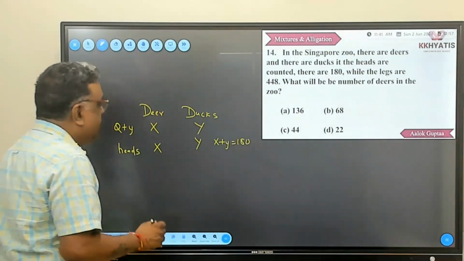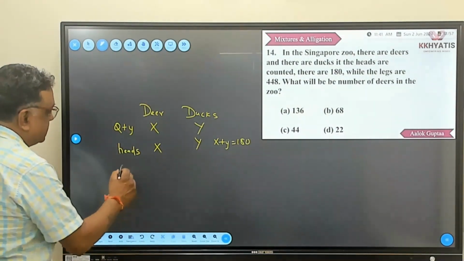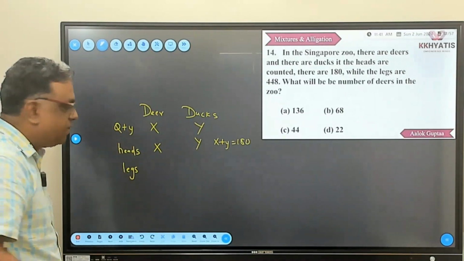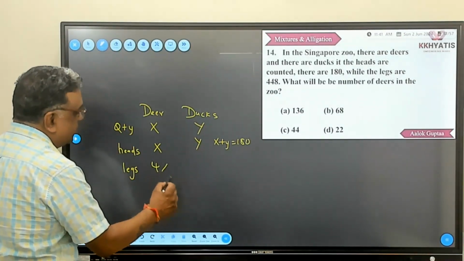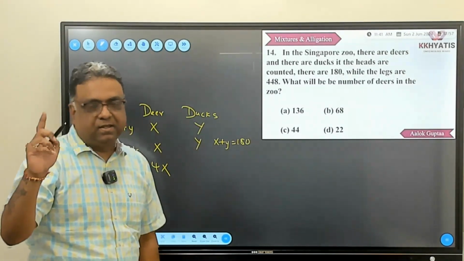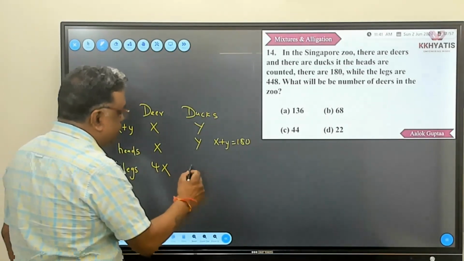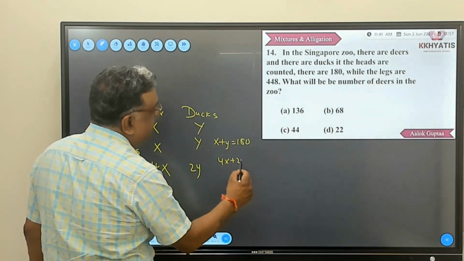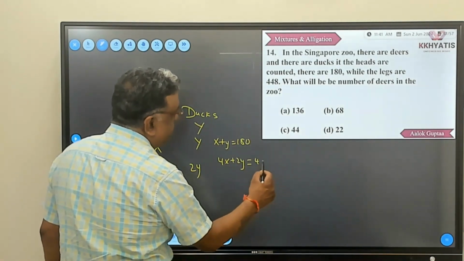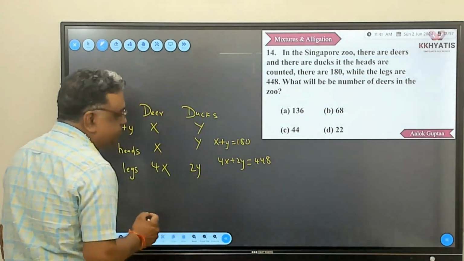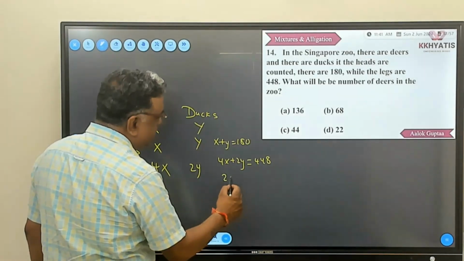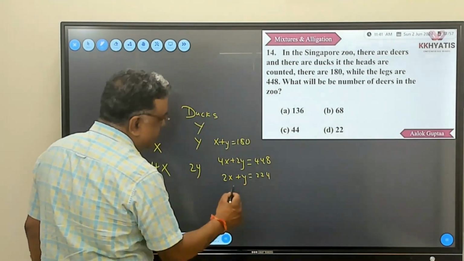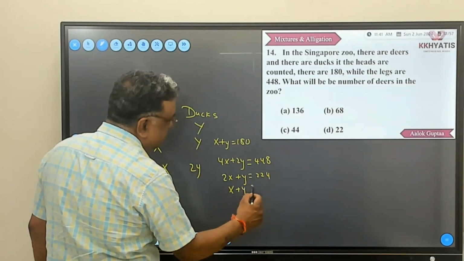Now as far as legs are concerned, one deer has 4 legs. X will have how many? 4X. One duck has 2 legs, so Y will have 2Y. So I've been given 4X plus 2Y, and the total number of legs is 448. Correct? I can divide this by 2. So 2X plus Y will be 224 and X plus Y is 180.